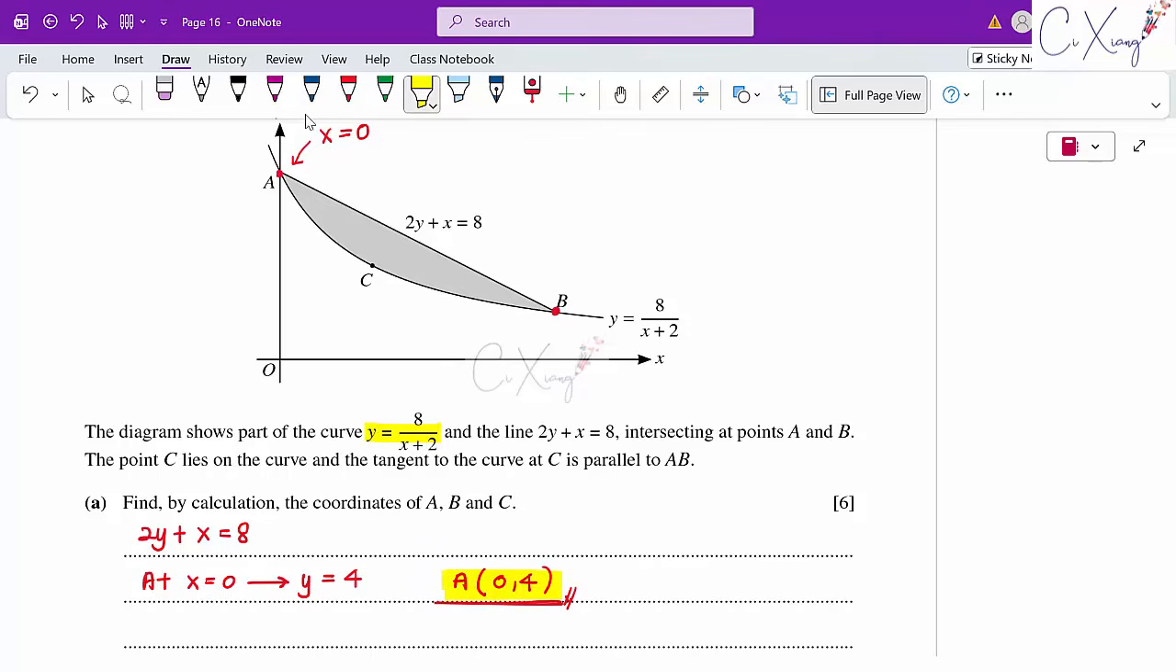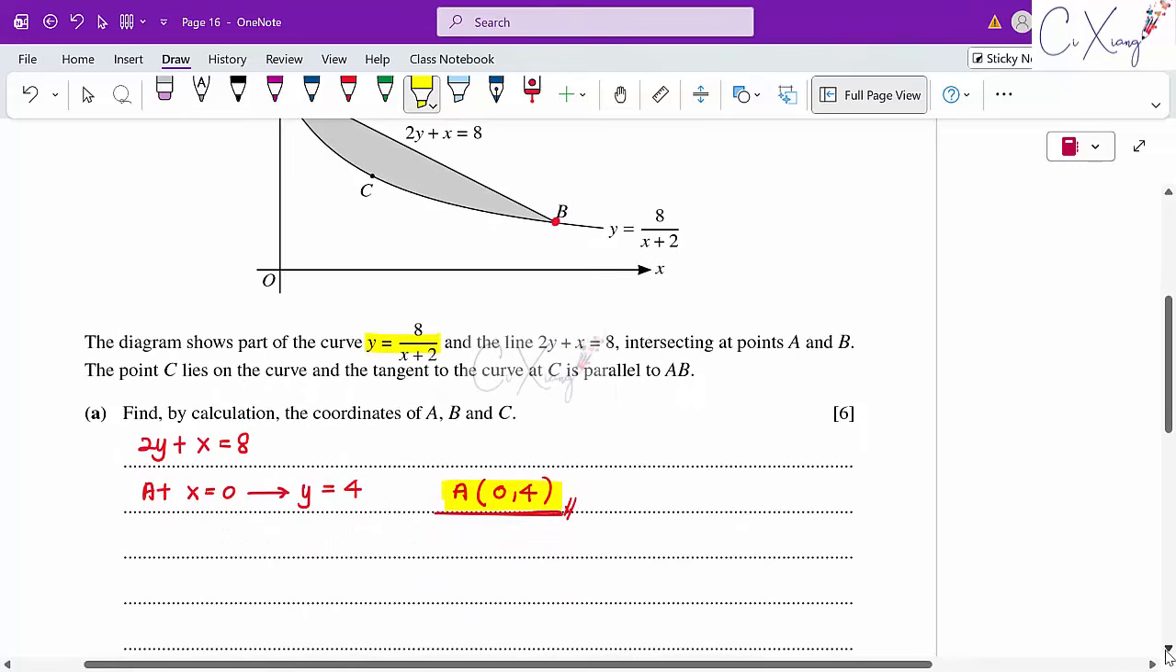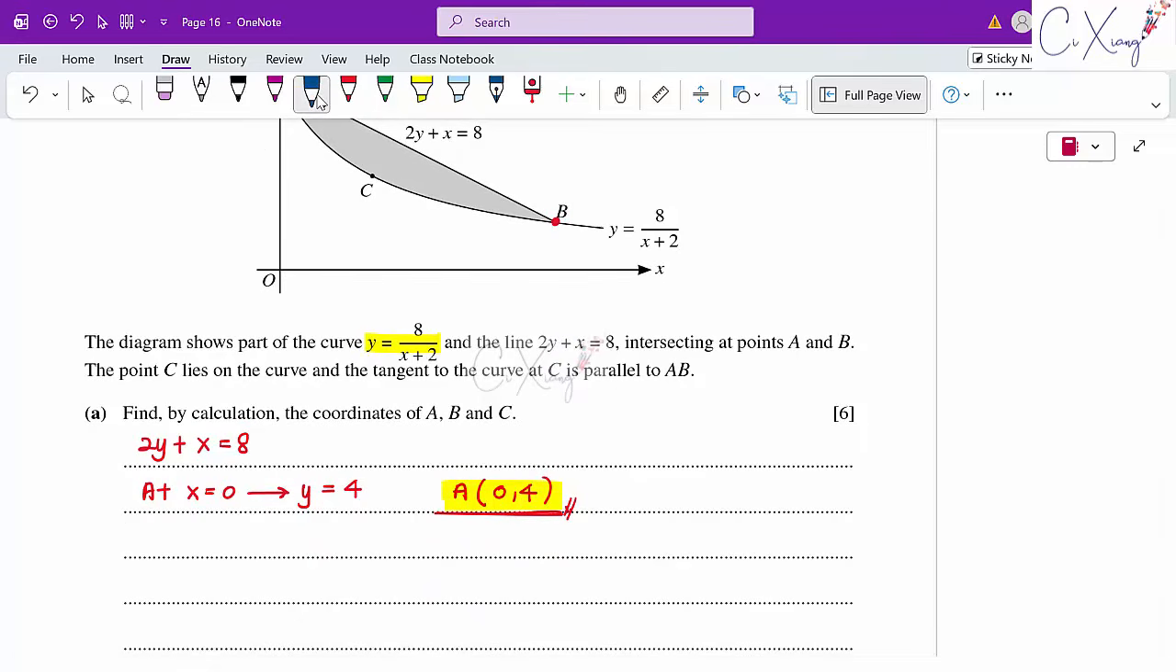Okay, after that, done with the A, now let's have a look for the B. And B is quite obvious, where it is actually the intersection point between the curve and also the line. Therefore, to get any intersection point between curve or line whatsoever, you have to solve the equation simultaneously. All right, so let us have a look here.